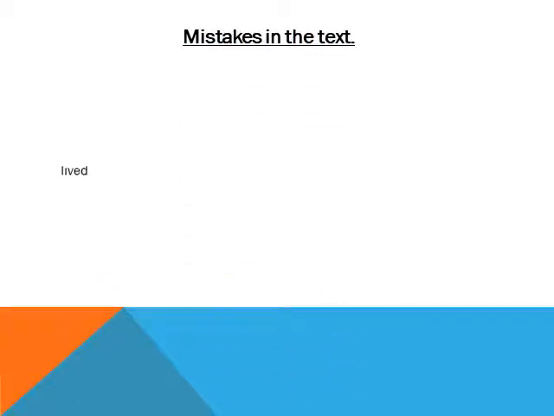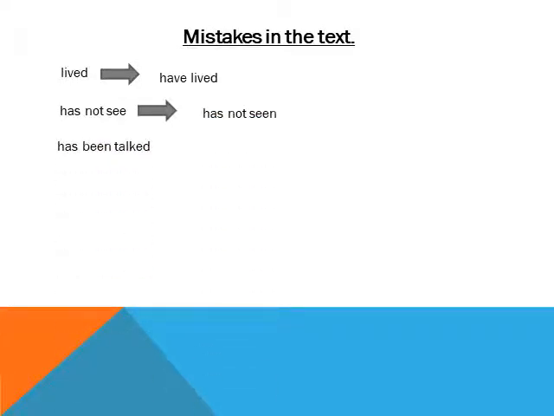Mistakes in the text. Number 1, lived. Instead we should say have lived. Number 2, has not seen. Instead we should say has not seen. Number 3, has been talked. We should say has been talking.